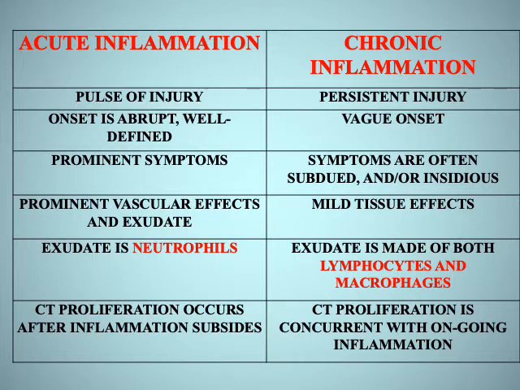Connective tissue proliferation occurs after inflammation subsides in acute inflammation. As for chronic inflammation, connective tissue proliferation is concurrent with ongoing inflammation.